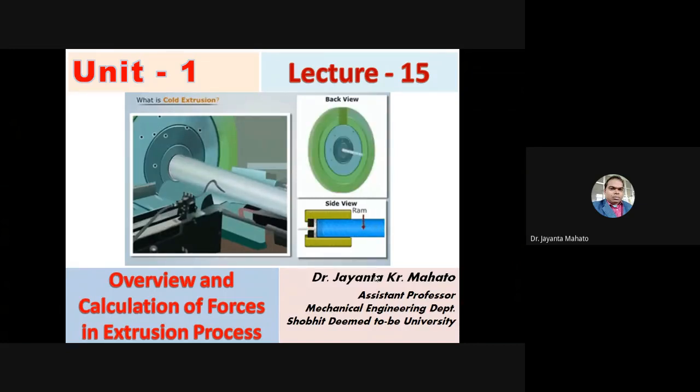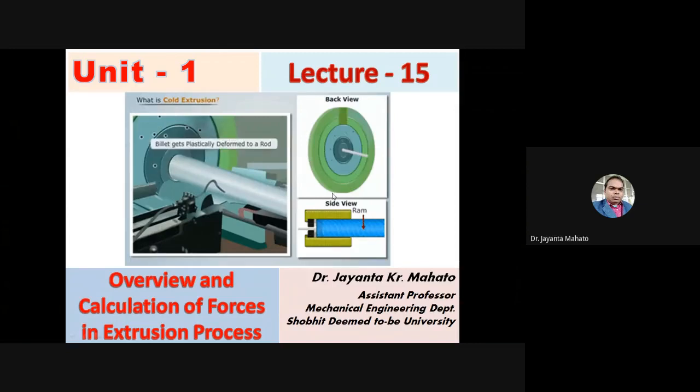We will discuss the different types of extrusion process and the force required to extrude the material. Okay, so how do we calculate the forces required to extrude the material? Actually, all these forming processes are plastic deformation processes. So there is an involvement of force, and force is required to deform the material.